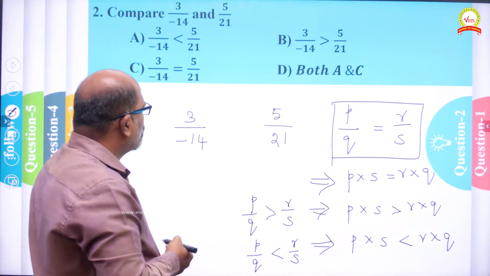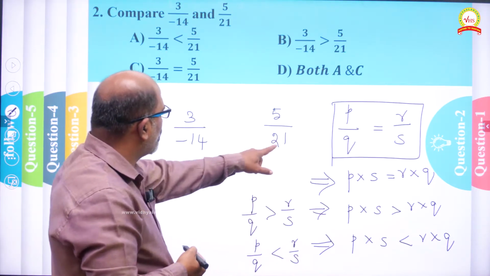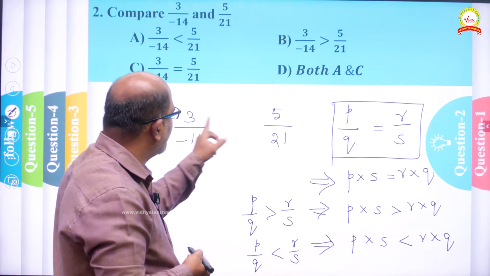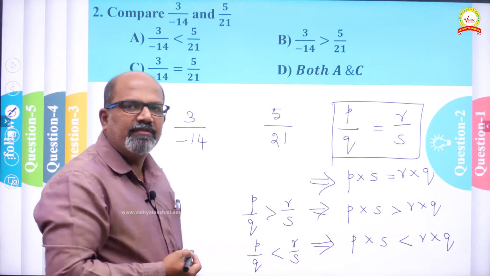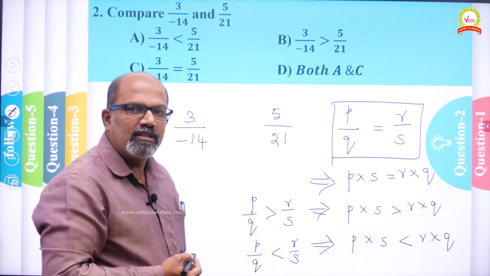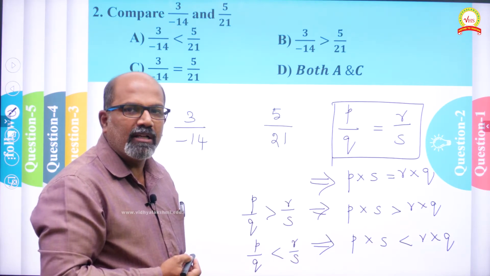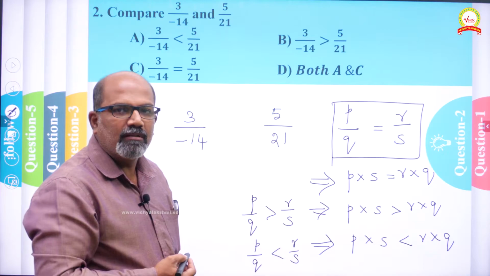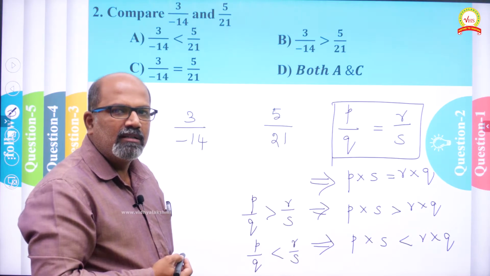But for comparison here, I could do cross multiplication. This 3 has to be multiplied with this 21 and this 14 has to be multiplied with this 5. But you know one thing, I do not want to do anything. Without doing anything, I can tell which of the given two rational numbers is bigger and which one is smaller.